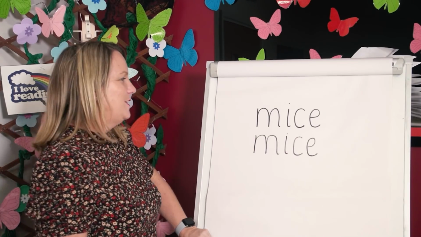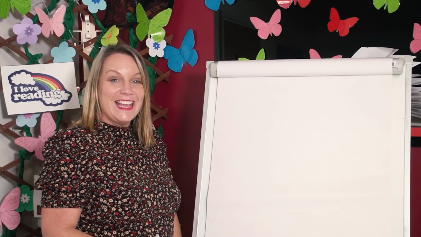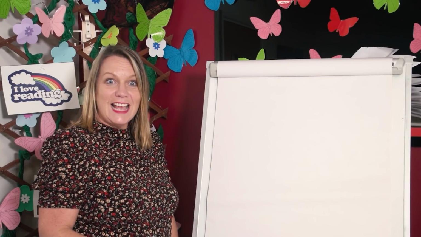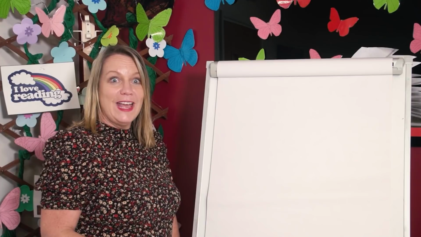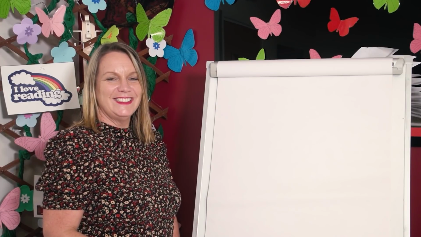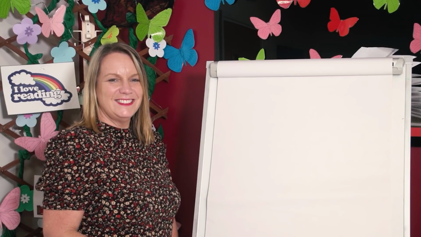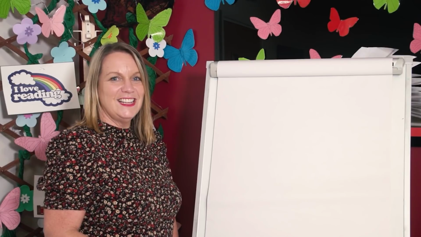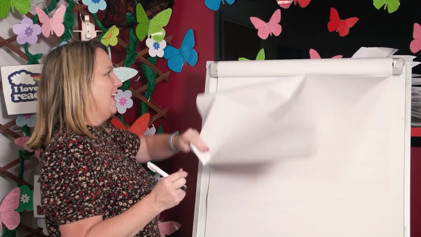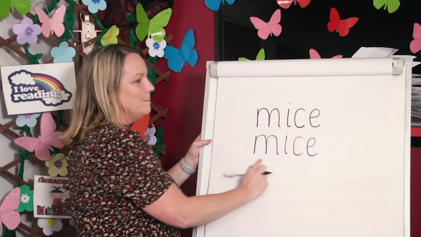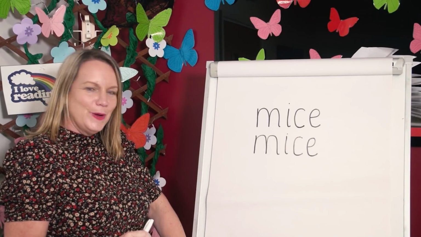Now, let's hide the word. Now you have a go. Say the word. Say the sounds. Write them down. Don't forget the split digraph. Let's check our spelling. You show me your spelling. Did you get it right? Mice. M-I-C-E. Now, let's spell a tricky word.